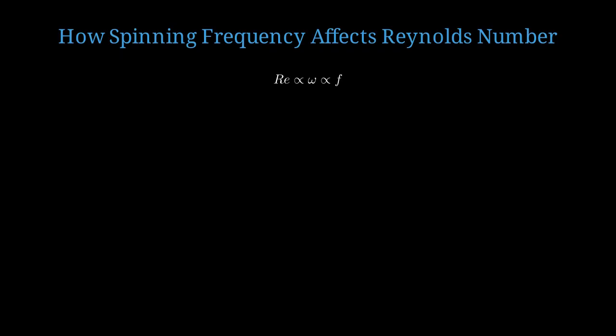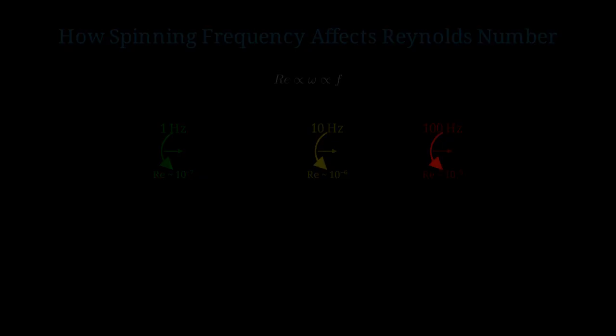Since velocity is proportional to omega, and omega is proportional to frequency, the Reynolds number is directly proportional to spinning frequency. At 1 Hz, Reynolds is about 10^-7. At 10 Hz, it's 10^-6. At 100 Hz, it reaches 10^-5. Still firmly in the low Reynolds regime.